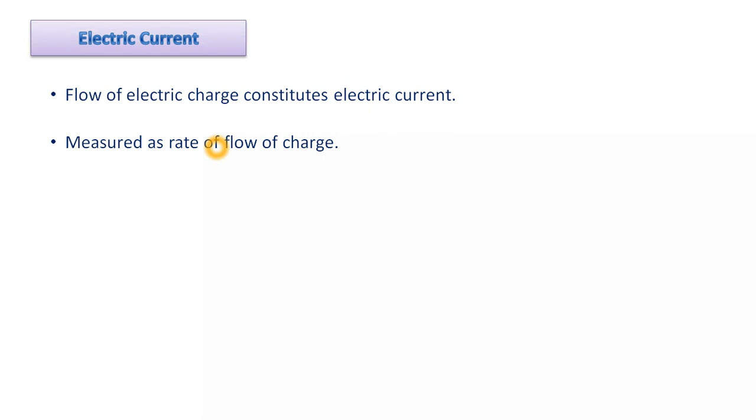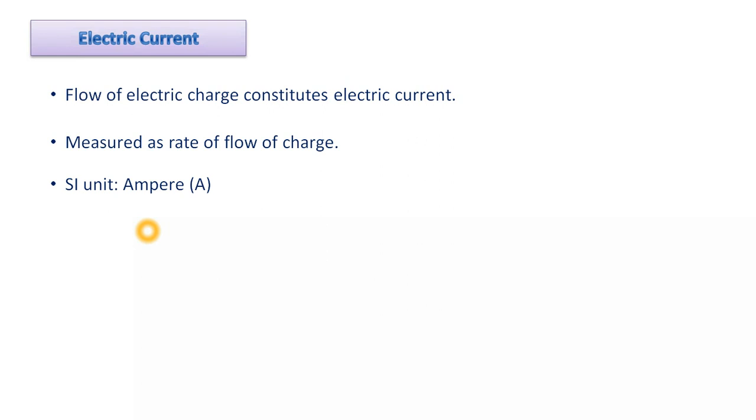Now, how many charges had flown over a period of time? That is how we measure current. So, current is the rate of flow of charge, and the SI unit to measure current is amperes. Now, I will give a simple example to show that electric current flows through a circuit.